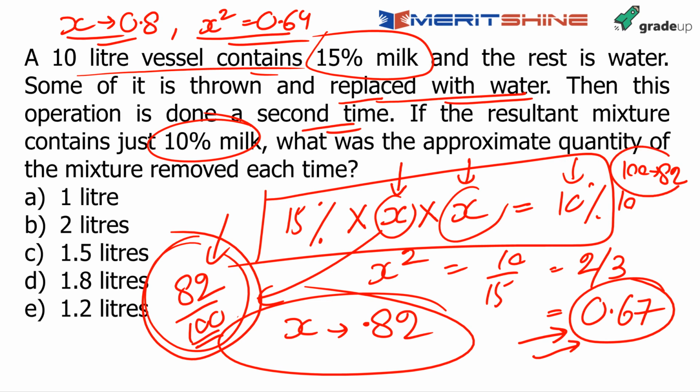This is left. 82 out of 100 remained. What is it? This is if there were 100 parts and 18 parts are removed. Fine. Had it been 10, how many parts would be removed? Just 1.8. And that's your answer.